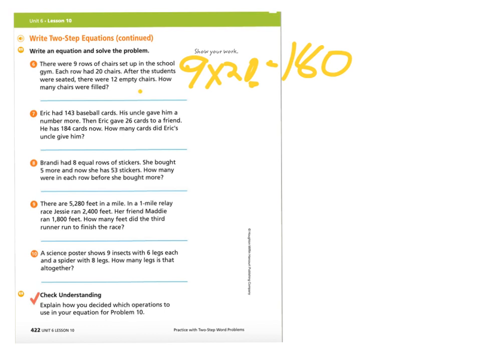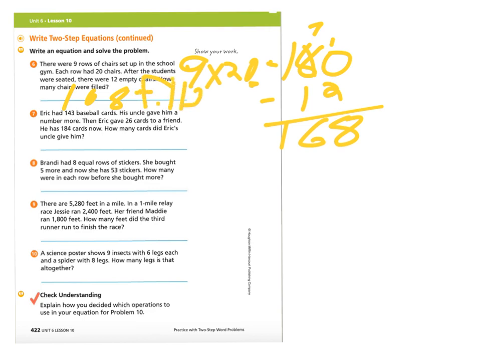After the students were seated, there were 12 empty chairs. So how many were filled? Well, we'd have to subtract those 12. So minus 10 is 170, 169, 168. I would do it in my head quicker than I would do it. So 168 chairs filled.